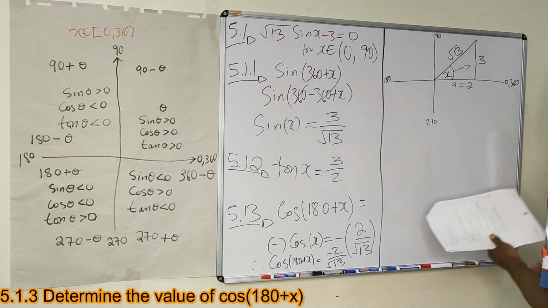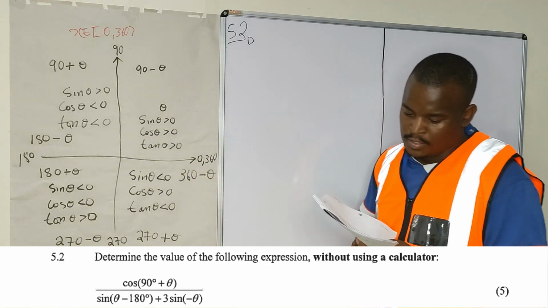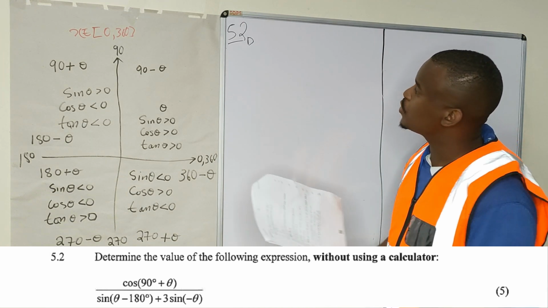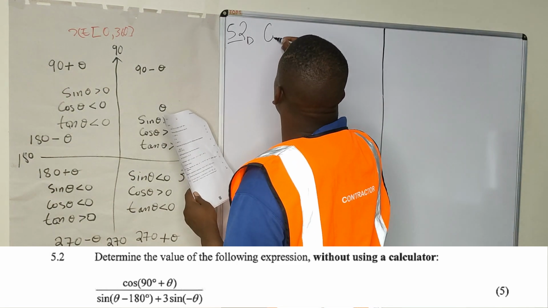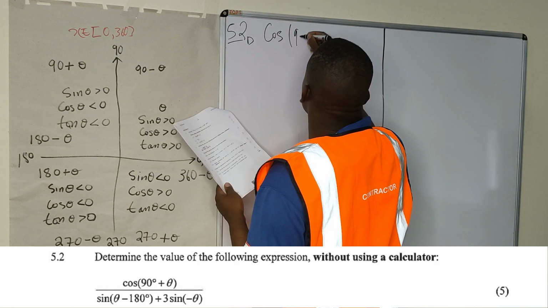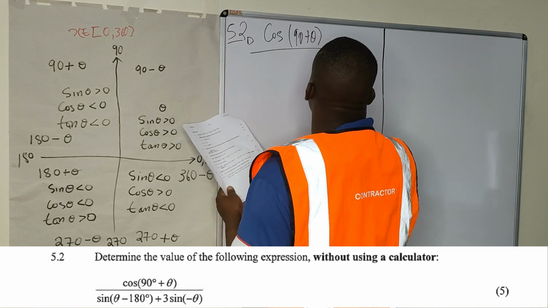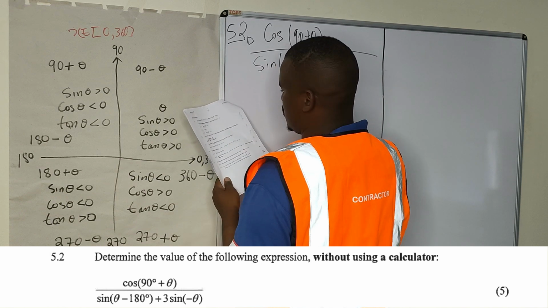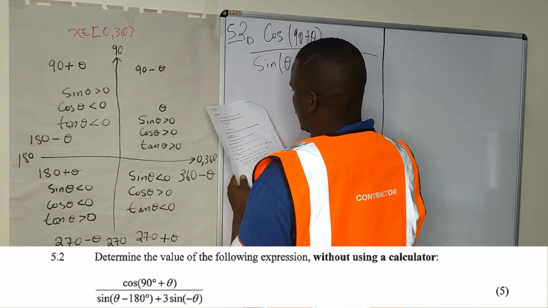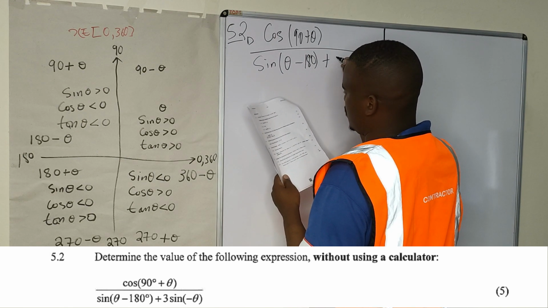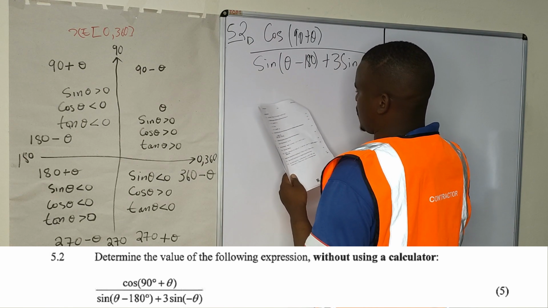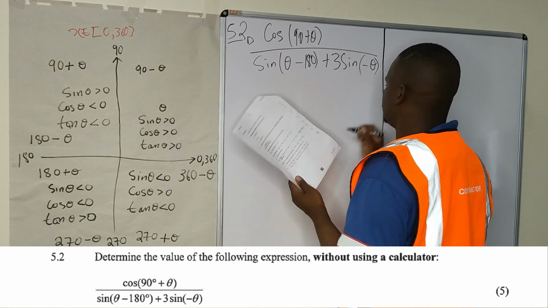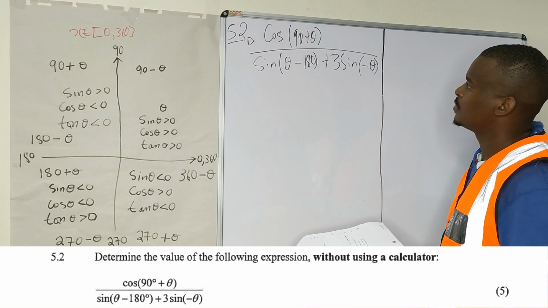Or you might be in trouble. So determine 5.2 will read the following. Determine the value of the following expression without using a calculator. So you're given this expression: cos(90 plus theta) all divided by sine(theta minus 180) plus 3 sine(minus theta). This is what you are given.